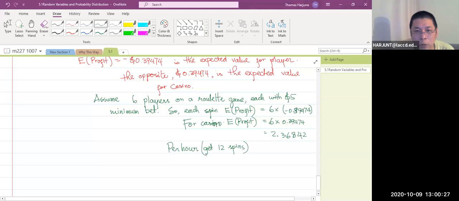If the dealer moves too slow, then the pit manager will tell the dealer, you need to do it faster. Because the casino needs to make some money to pay for the dealer, the one who spins the wheel, the pit manager, and a lot of other things, electricity, and so on. So that will be 12 times 2.36842. So per hour, they expect to make $28 something.